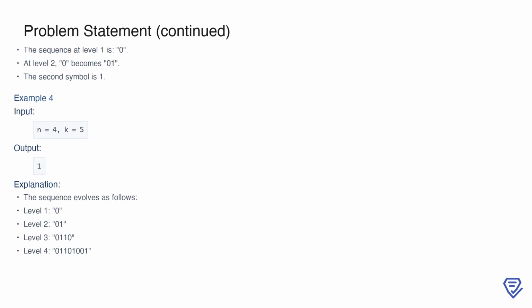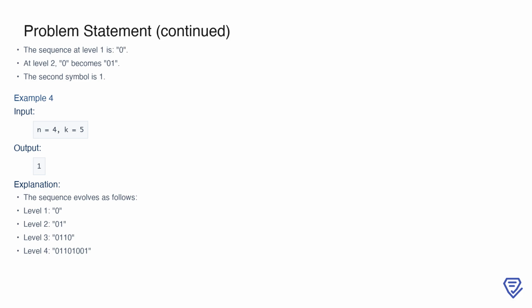In the third example, n is 2 and k is 2. As before, the sequence at level 1 is 0, which transforms into 01 at level 2. This time, k is 2, so we're looking at the second symbol in the sequence 01. The second symbol is 1, so the output is 1.